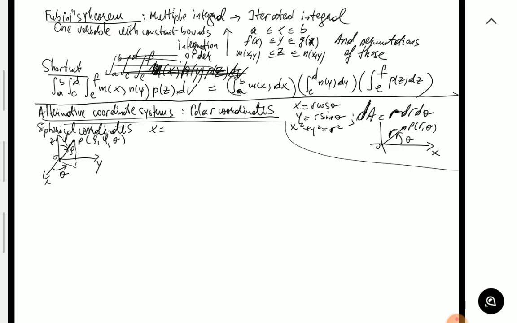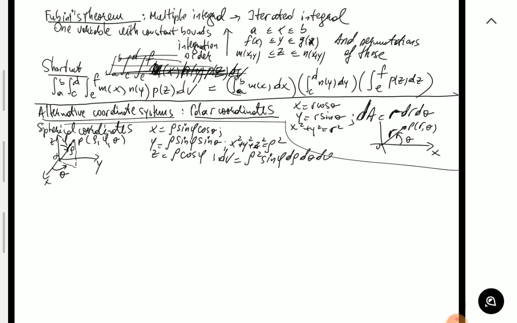And then the relation with Cartesian coordinates is that x is rho sine phi cosine theta, y is rho sine phi sine theta, z is rho cosine phi. Also, don't forget that x squared plus y squared plus z squared is rho squared, and that the volume element in the triple integral, dV, turns into rho squared sine phi d rho d theta d phi.